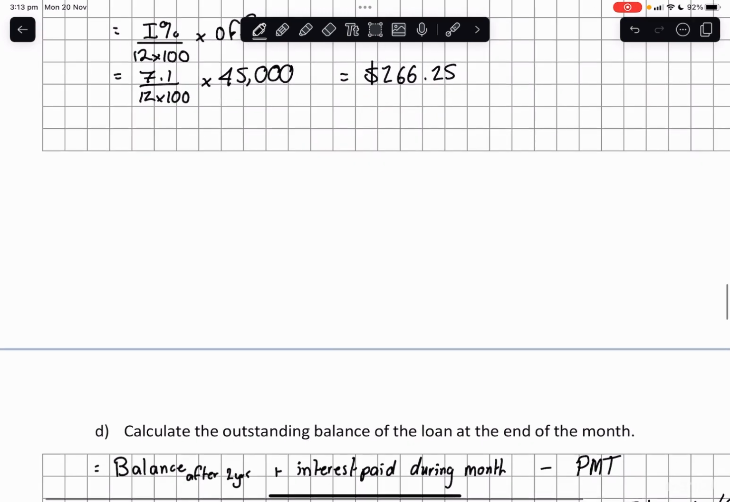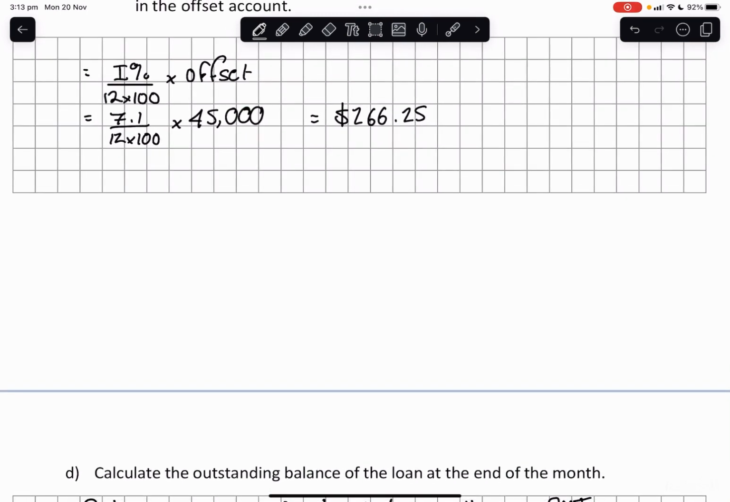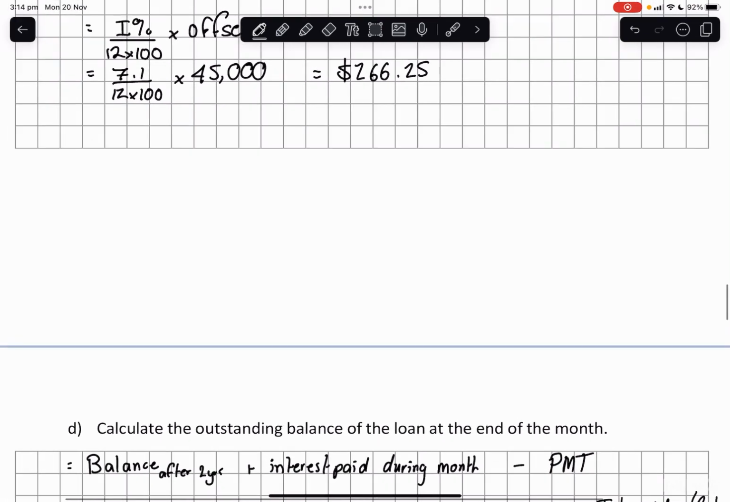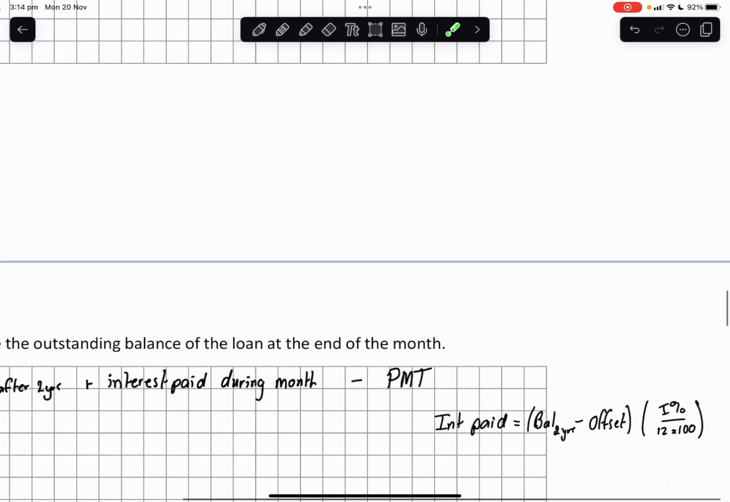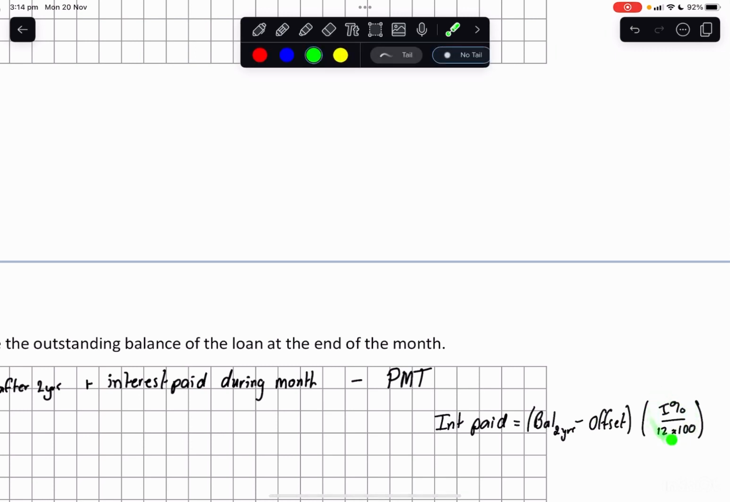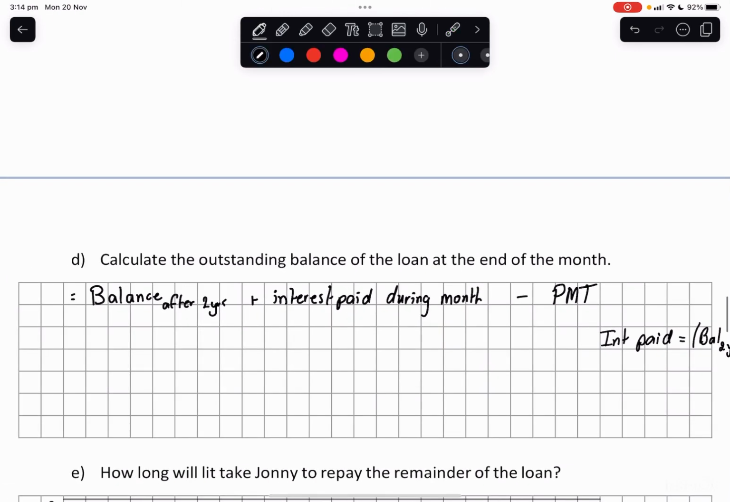All right. So calculate the outstanding balance of the loan at the end of the month. So obviously we've had 1 month of payments and interest earned and saved. We want to calculate how much is owing at the end of that month. So to do that, we take the balance after the 2 years, we add the interest paid during the month, and we take off the PMT. Now the interest paid per month is the balance after 2 years, minus the offset times by that monthly interest rate.